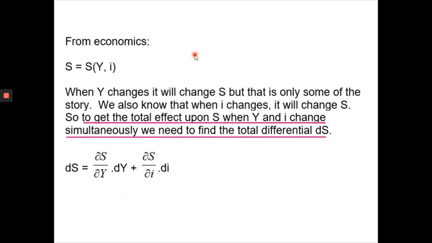If we think of some applications in economics, we can think of the savings function, which is a function of income and the interest rate. We know that when income changes, it will change savings, but we also know that when the interest rate changes, it will also change savings. So if we want to work out the total effect on S when income and interest change at the same time simultaneously, we need to find the total differential, as we did on the previous slide.